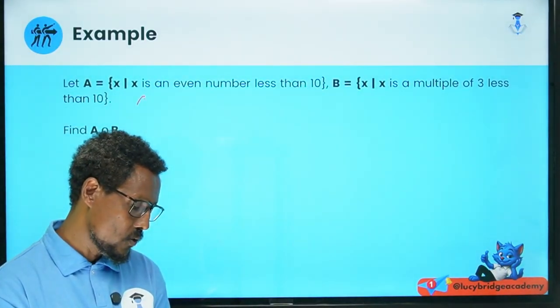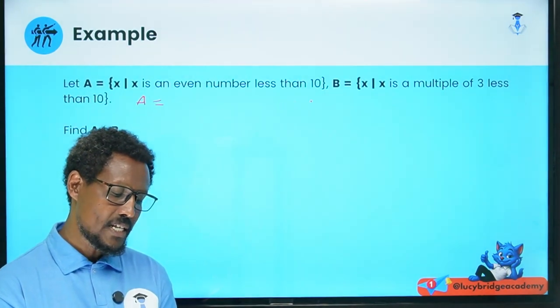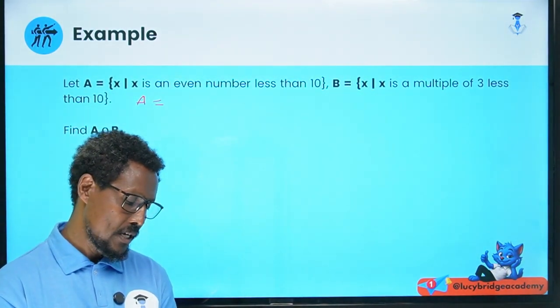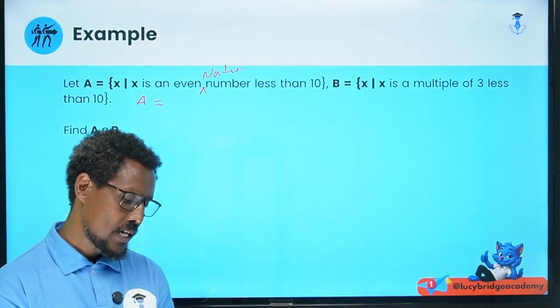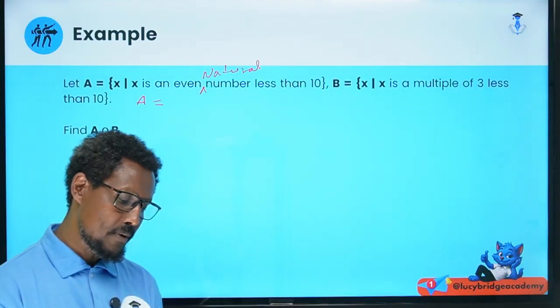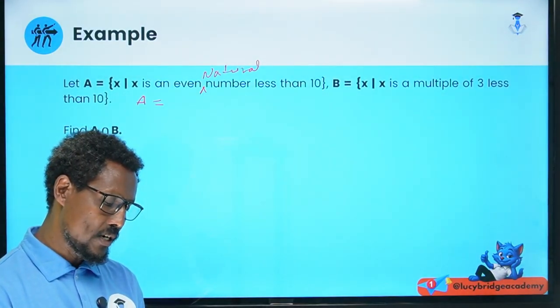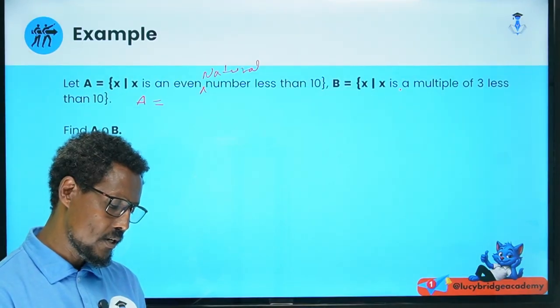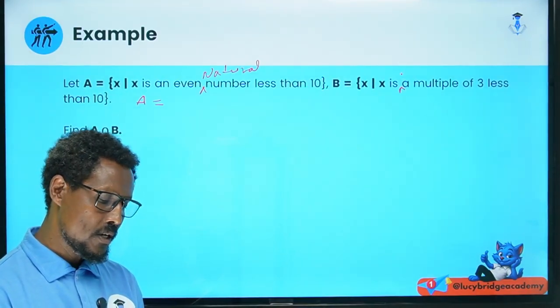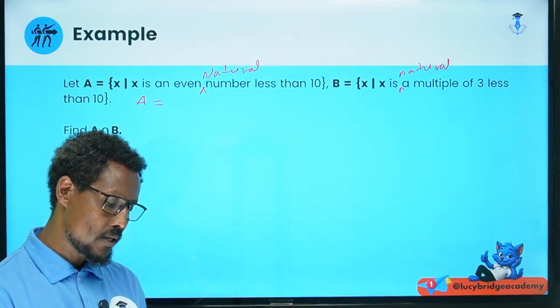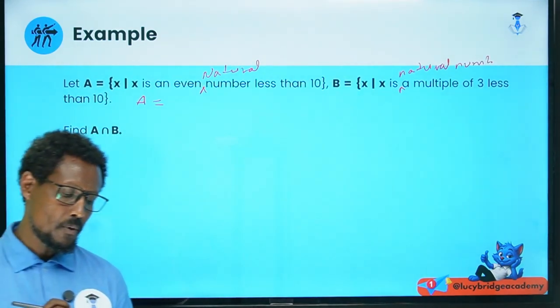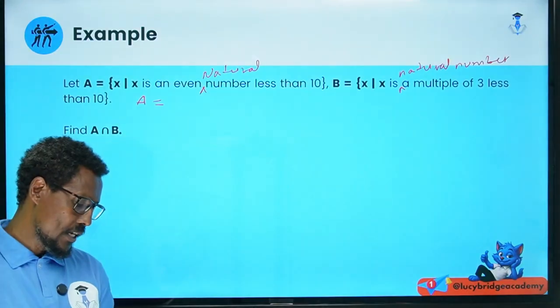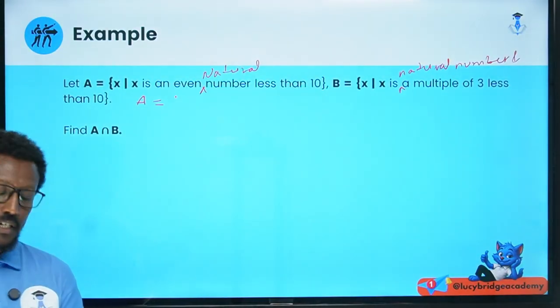Set A is equal to X is an even number less than 10. Those even numbers, it's better to write X is an even natural number less than 10. X is a multiple of 3. X is a natural number and a multiple of 3 less than 10. Okay, let me list first set A using listing method.